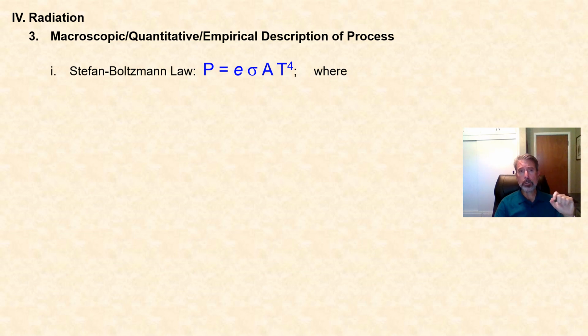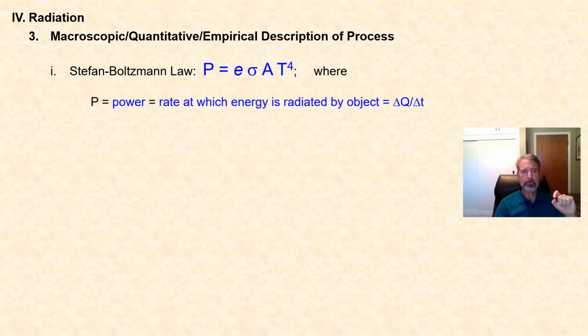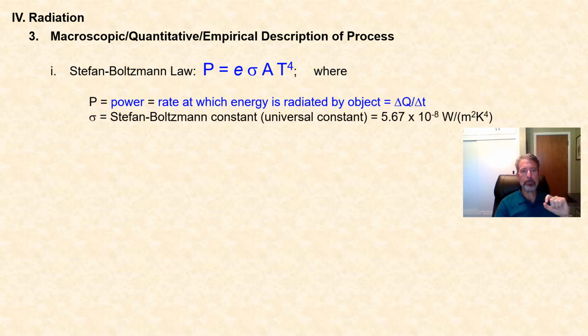So this is what we call the Stefan-Boltzmann law. It's written like this, and we're now going to go through what each of these quantities means. So P is, as we would expect, a measure of power. It's the rate at which energy gets transferred by radiation. It is the amount of energy transferred by this method of heat transfer per unit time. The rate at which energy gets transferred by radiation.